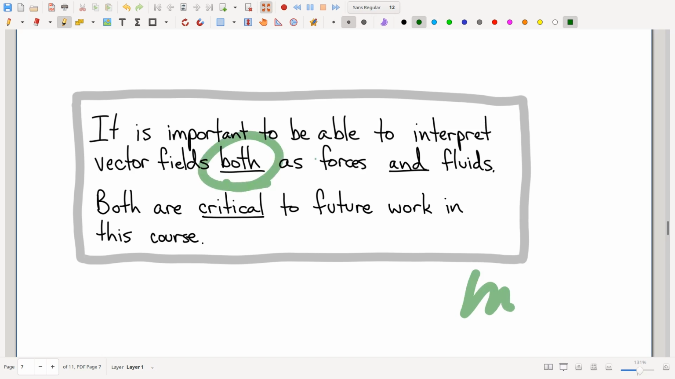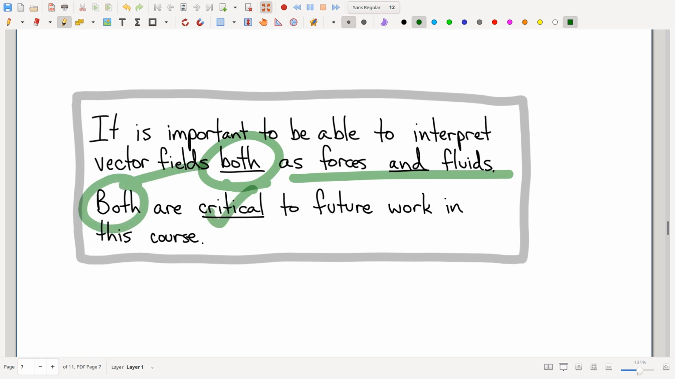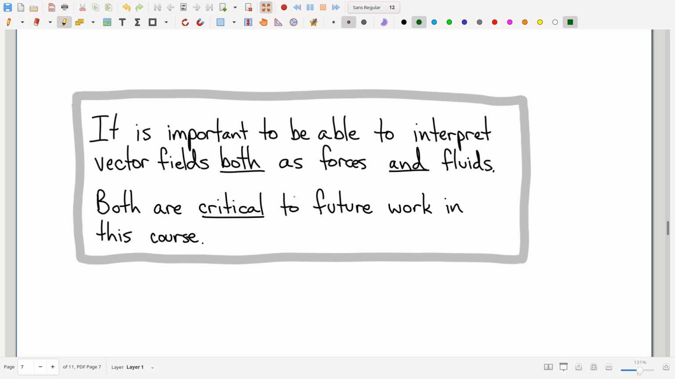both forces and fluids, both of them are critical to future work in this course. There are going to be applications where you have to think about vector fields as representing forces. And there are going to be applications later in this course where you have to think of the vector field as representing fluids. So please don't pick one. Please make sure that you start to digest and develop intuition for both of these physical metaphors.